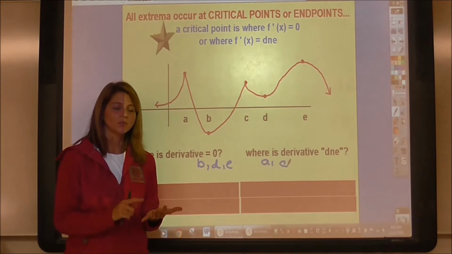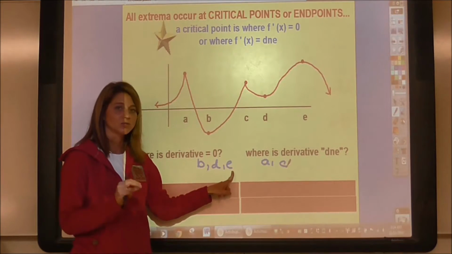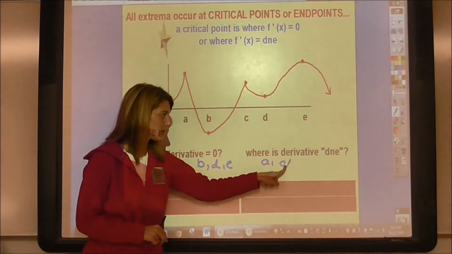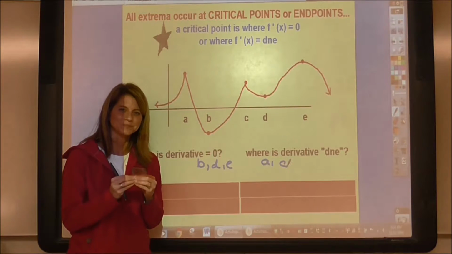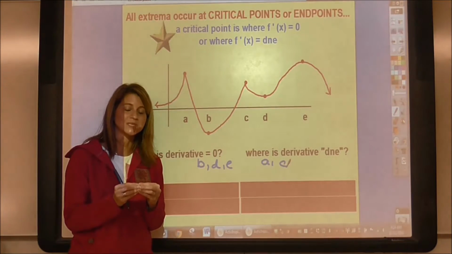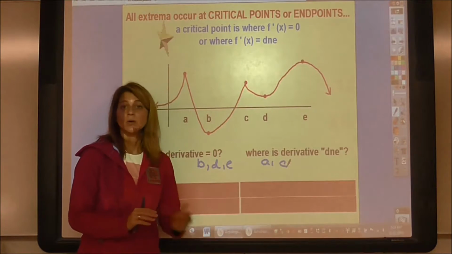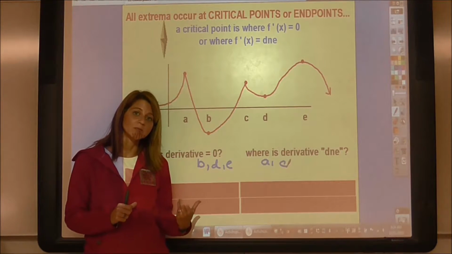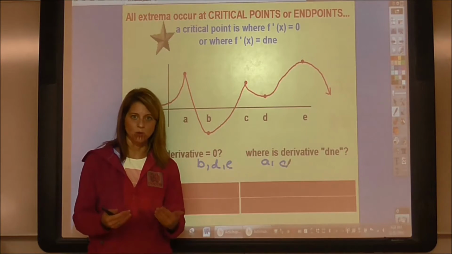If I look at all the places that have a derivative of 0 and a derivative that does not exist, this is the list that I would look at and go, if I have minimums and maximums, it comes from this list. Now, that doesn't mean that every one of these will be a maximum or a minimum. We're just trying to narrow it down.